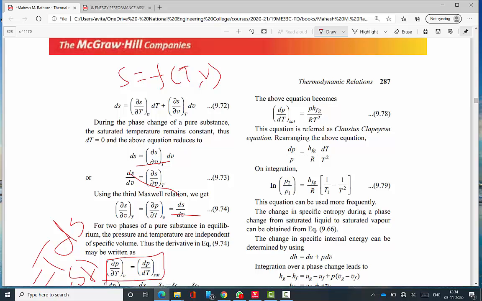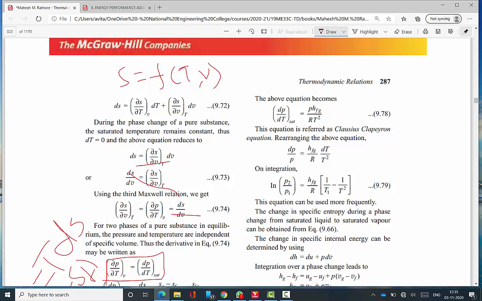This equation is called the Clausius-Clapeyron equation. This is only for Vg very much greater than Vf. Otherwise, the equation is the Clapeyron equation, hfg divided by T into Vfg, for liquid or gaseous phase. Considering the gaseous phase alone, we neglect the liquid phase, then we can write dP by dT equal to P into hfg divided by RT square. This is called the Clausius-Clapeyron equation.